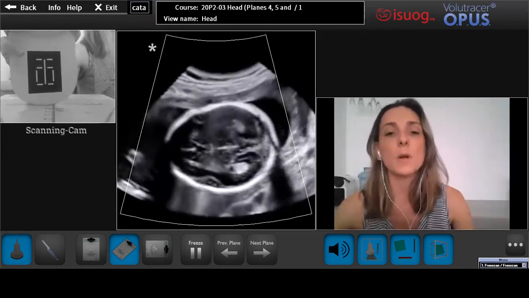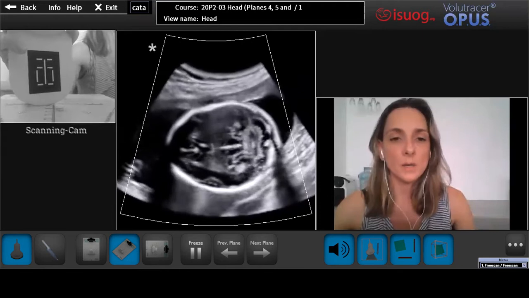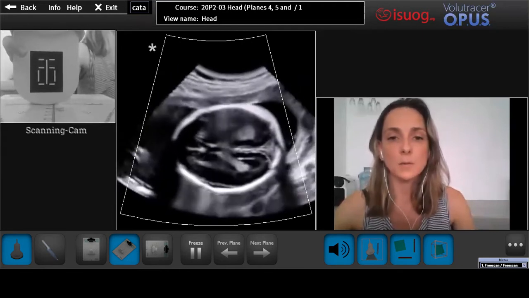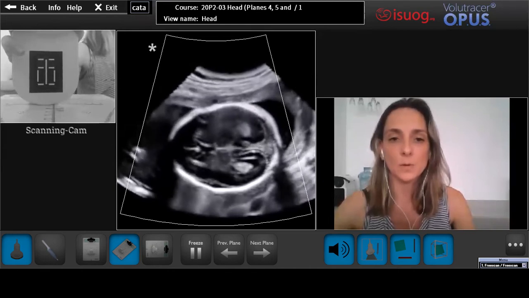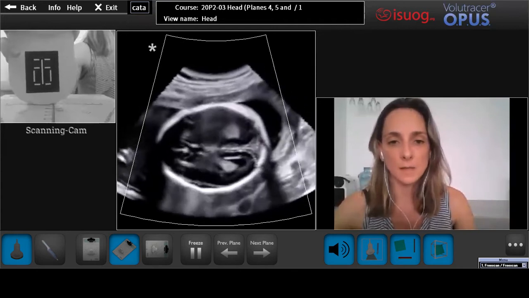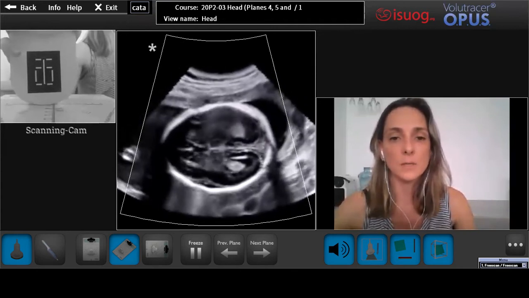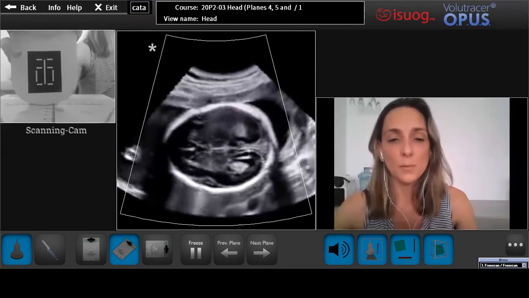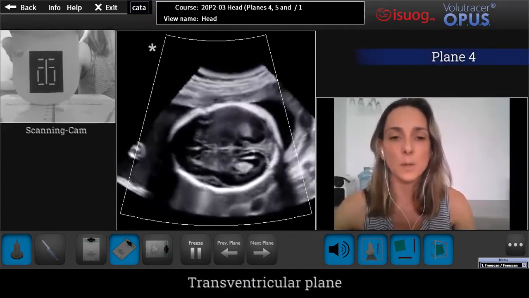So now we move on from the fetal spine to the fetal head. So remember, we were in a coronal view of the whole body. So we need to rotate our probe 90 degrees to obtain a transverse view of the fetus again. And we find the fetal head. So now in the fetal head, we need to find planes number 4, 5, and 6. Plane number 4 is the transventricular plane.